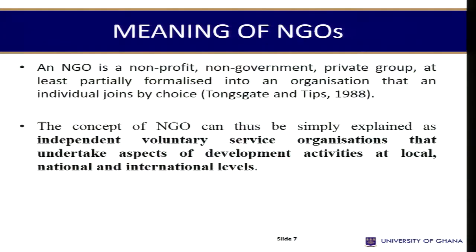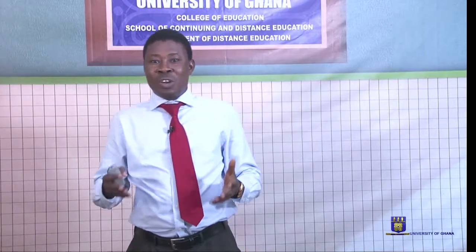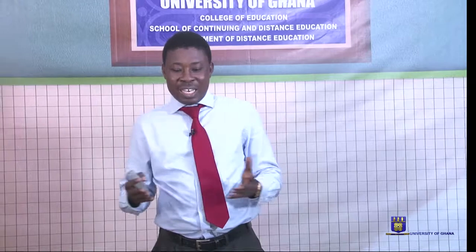NGOs, we say they should be partially formalized. In other words, every NGO should have a structure. An NGO cannot exist in the pocket of somebody. Not long ago, we had some NGOs that didn't have an office, that didn't have a place of operation. Nobody knew them. It was just one person with his portfolio, and he walks around and calls himself an NGO. We discourage that category of NGOs, and we say an NGO should have a structure.